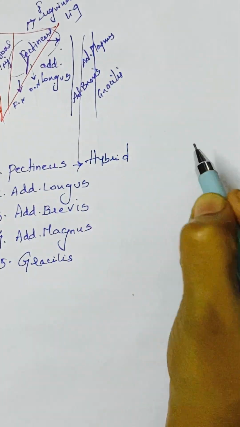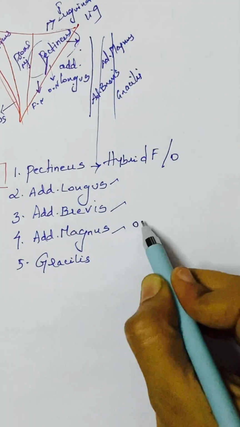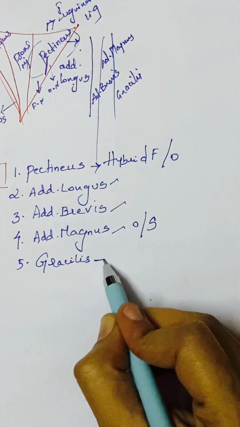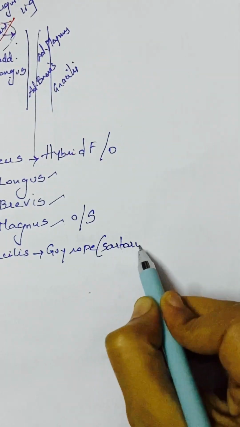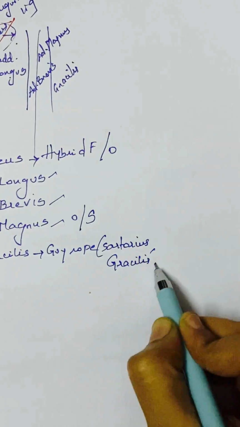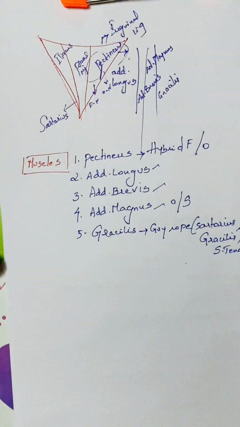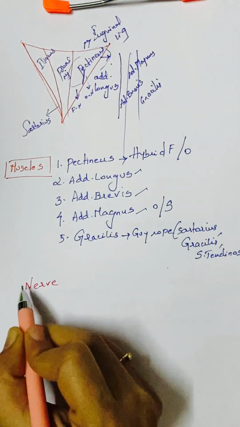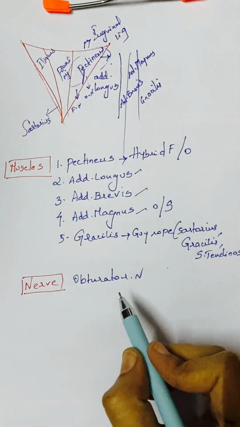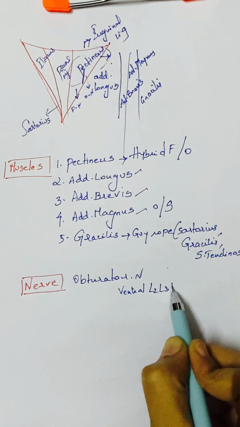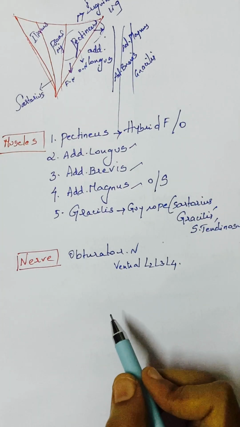The pectineus receives two nerves, femoral and obturator. Adductor magnus receives two nerves, obturator and sciatic. And gracilis is a part of the gyro. What are the three gyro muscles? Sartorius, gracilis and semitendinosus. Now all the muscles in the medial compartment are supplied by the obturator nerve. The obturator nerve is the nerve of the medial compartment of the thigh. Root value is the ventral division L2, L3, L4.